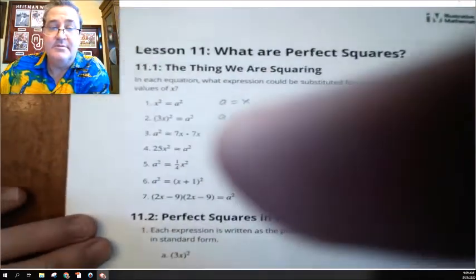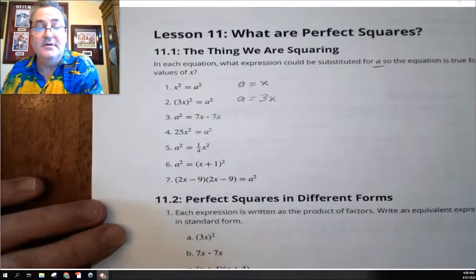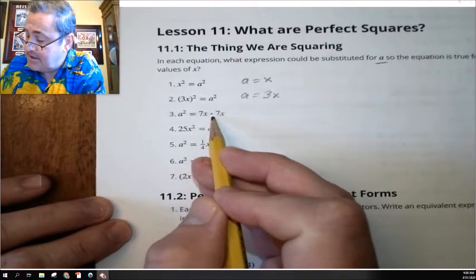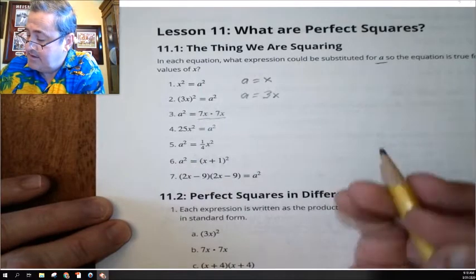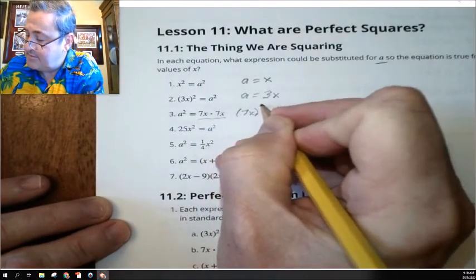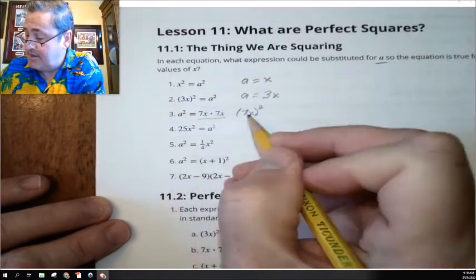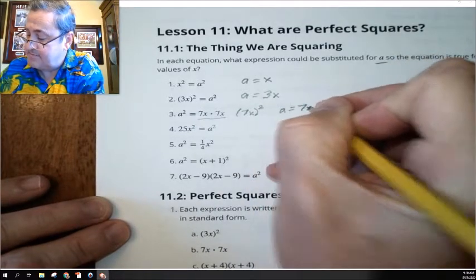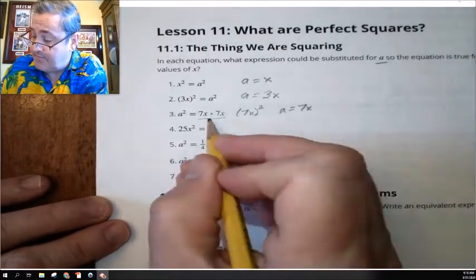Bring it in a little closer, make it a little bit bigger. Oh, that's a little better. All right. a squared equals 7x times 7x. Well, this is just rewriting 7x squared, right? It's the same thing as 7x times itself, 7x squared. So if a squared equals 7x squared, a must equal 7x. It's just putting it in a different form to try to throw us off.